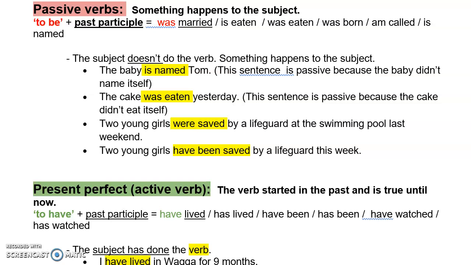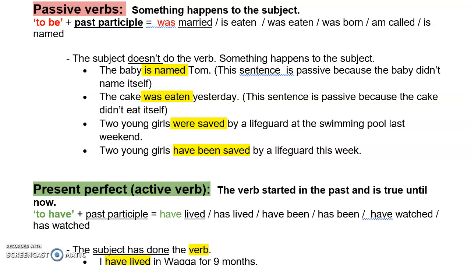Let's quickly review the difference between a passive verb and a present perfect active verb. Looking at the pink, the passive verbs, we form these verbs by using the to be verb plus the past participle. Now look down at the green, present perfect active verb. We form the present perfect by using to have plus the past participle. Both passive verbs and present perfect verbs end with the past participle.